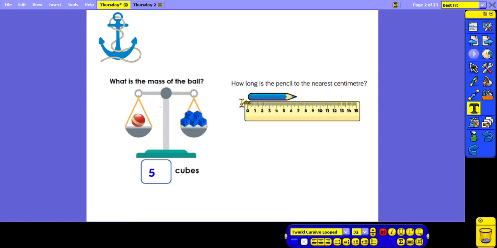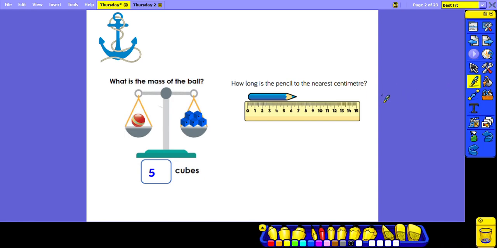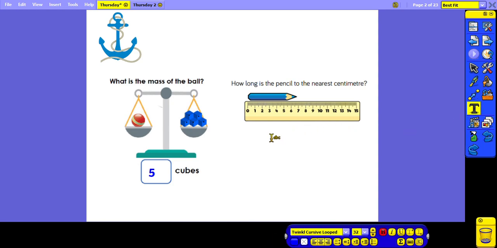And here, how long is the pencil to the nearest centimetre? So we've got a ruler and it's going up in centimetres. We start off at 0 and then go to the end of the pencil. Here we can see that it is nearly level with 7 centimetres. So the length of the pencil to the nearest centimetre is 7. We write centimetres as a C and an M.